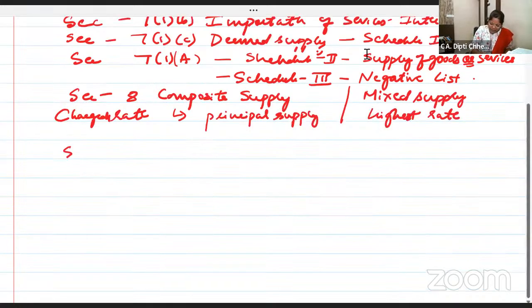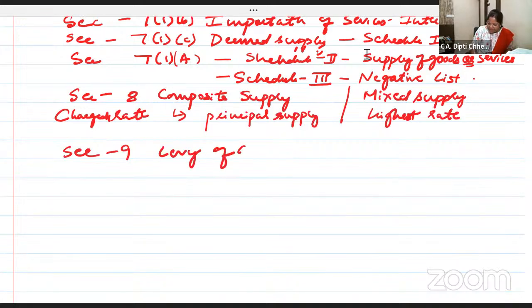Section 8. Section 9. Levy of GST. Charge GST at the forward charge mechanism at the rate given in the HSN and all. Are you doing mind mapping with me?